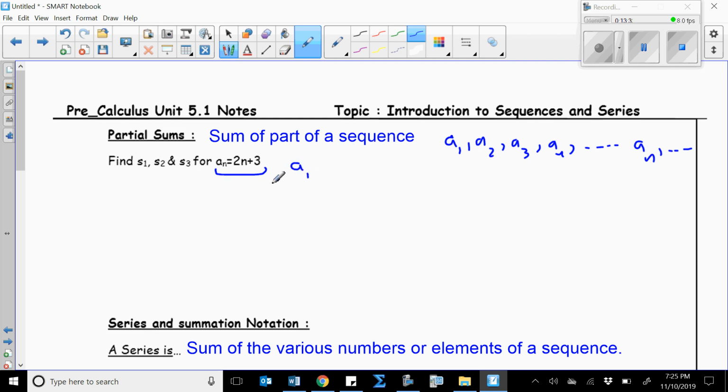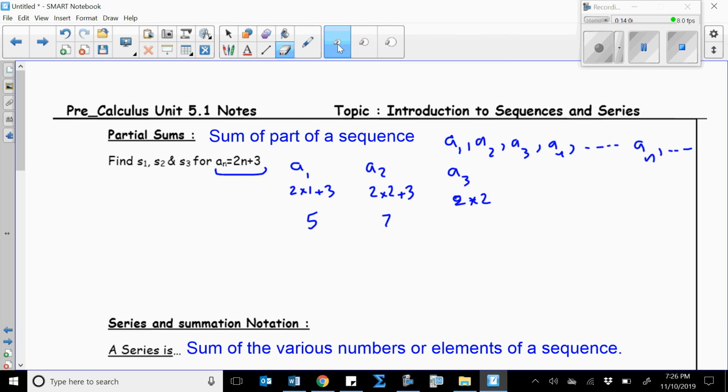So let's first of all find the terms of this sequence. A1 will be equal to 2 times 1 plus 3, which will be 5. A2 will be 2 times 2 plus 3, which will be 4 plus 3 is 7. A3 is 2 times 3 plus 3, which will be 6 plus 3 is 9. So I have A1, A2, and A3.